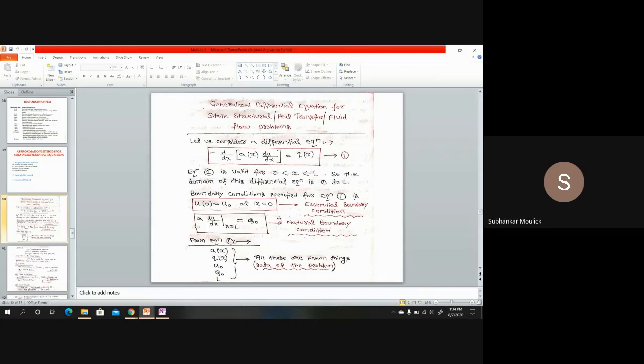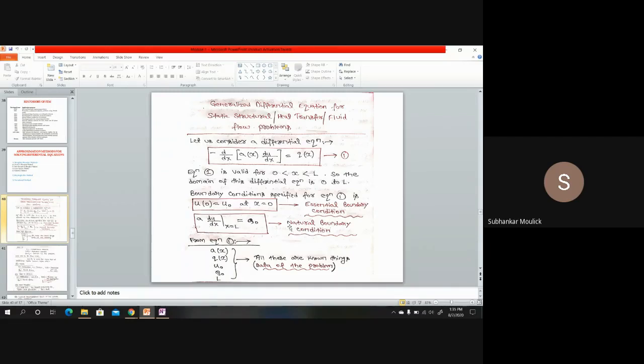But once you use this essential boundary condition in your given differential equation to get the solution, in that solution you can see, in direct form or in indirect form, this natural boundary condition. That is the difference between essential boundary condition and natural boundary condition.